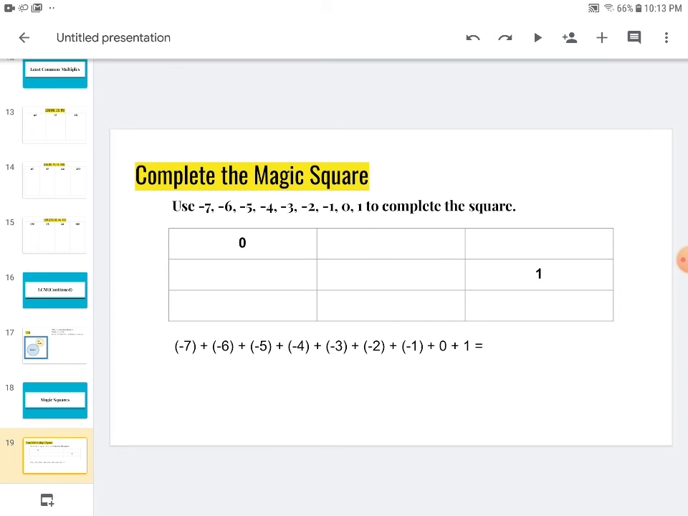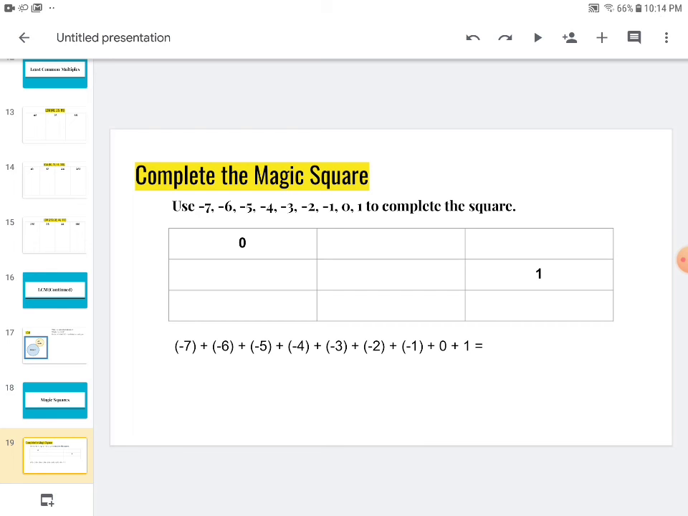Now, for our problem right here, we're given a square with 0 and 1 placed into it, and we need to place the numbers -7, -6, -5, -4, -3, -2, -1, and we already have our 0 and 1, so we need to place all of those numbers except for 0 and 1 into our square to get the same solution on both rows and diagonals and columns. I'm sorry about that.